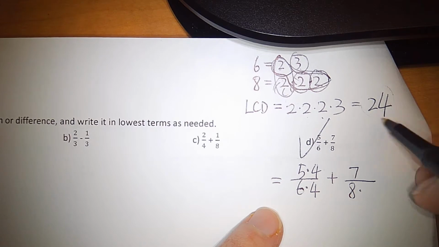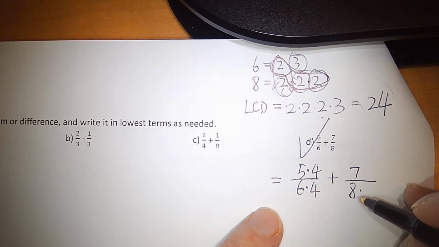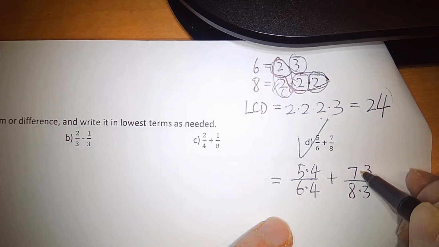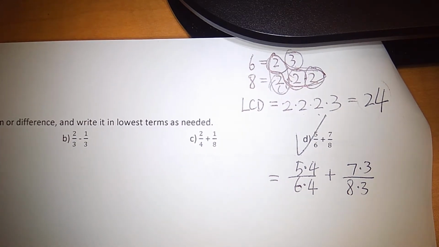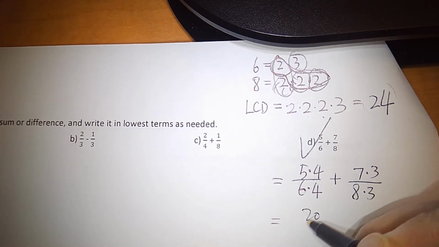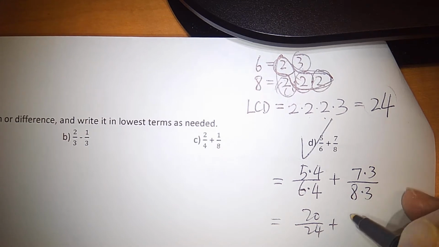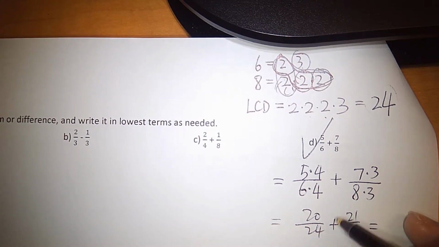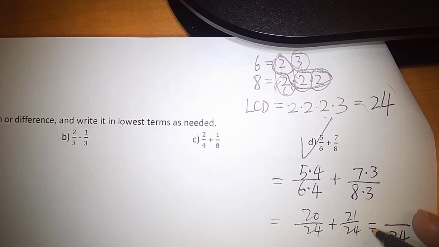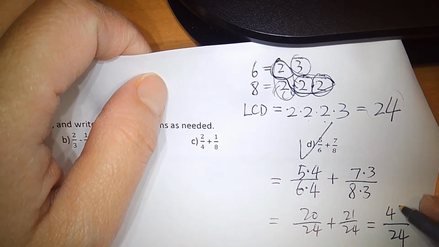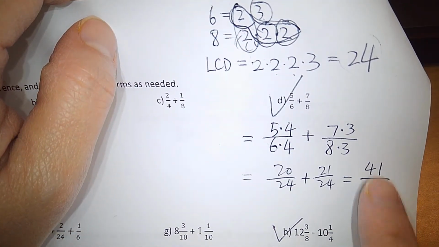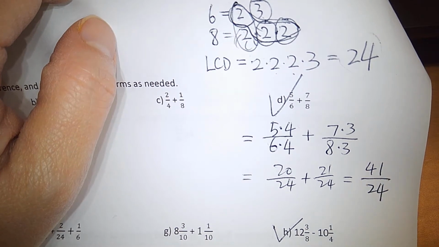7 out of 8. How do you get 24 from 8? By what? 3, right? So we have to multiply 3 to the numerator as well. Right, guys? So we'll have 4 times 4, 5 times 4 give us what? 20 out of 24. What is this? 21 out of 24. So eventually, same denominator 24, add the 20 and 21, give us what?